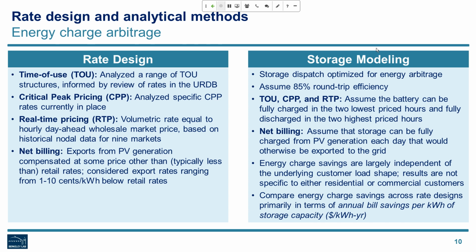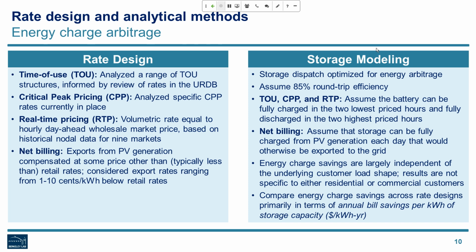We considered real-time pricing, where we set the volumetric energy rate to the hourly day-ahead wholesale market price for 9 different electricity markets in the US. And finally, we looked at net billing for PV, where exports from PV generation are compensated at a price that is 1 to 10 cents per kilowatt hour lower than the retail rates. The storage modeling in this case was optimized for energy arbitrage only, and we assume an 85% round-trip efficiency.